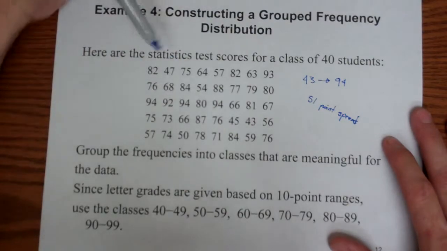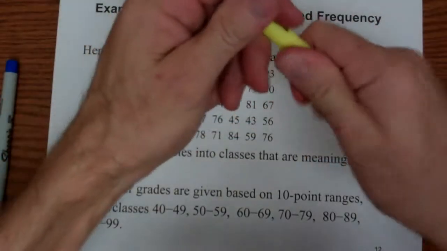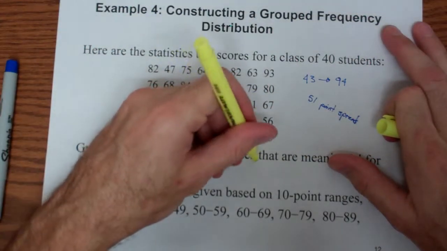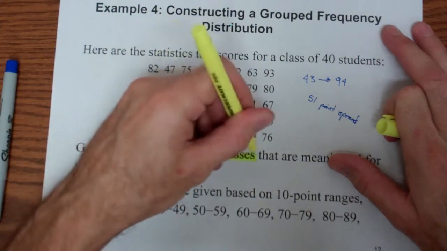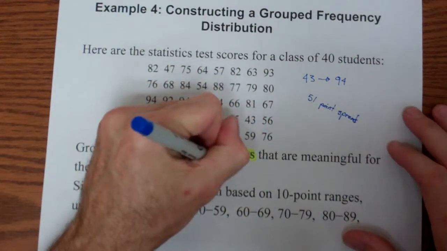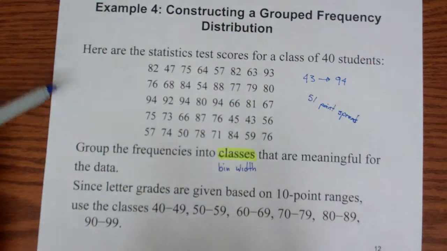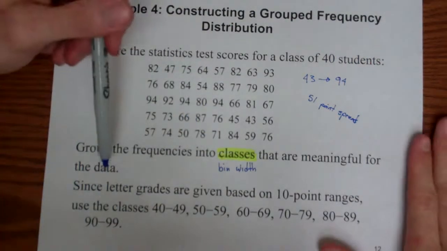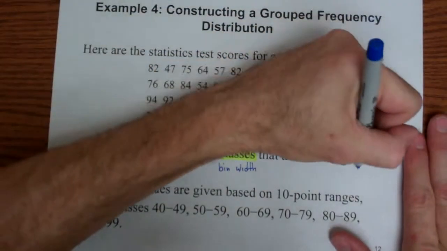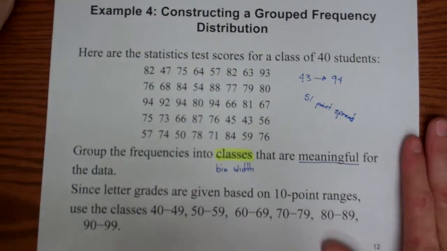So what we do is we're going to group these frequencies into classes. Okay, into classes. In statistics classes, we might call this also the bin width. It's how wide are we going to make this so that it's meaningful. And I think this is the really important idea to understand, is it does have to be meaningful.